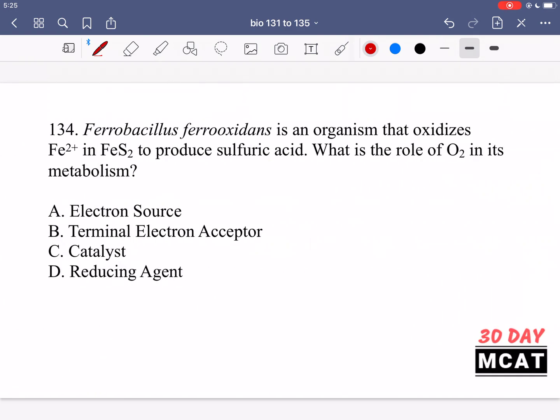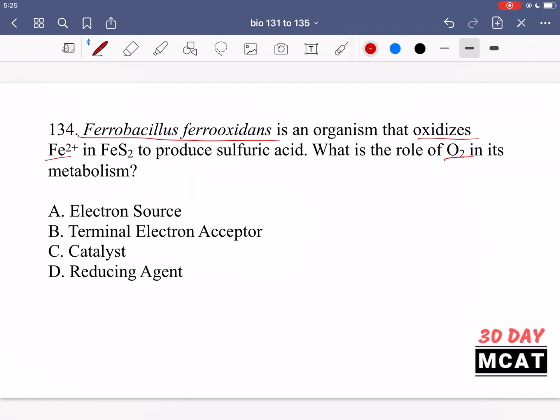In question 134, it says Ferrobacillus ferrooxidans is an organism that oxidizes the iron 2+ in iron sulfide to produce sulfuric acid. What is the role of oxygen in its metabolism? So the main thing is this bacteria is oxidizing iron. It ends up producing sulfuric acid, but it oxidizes iron. And we're asked, what is the role of oxygen?